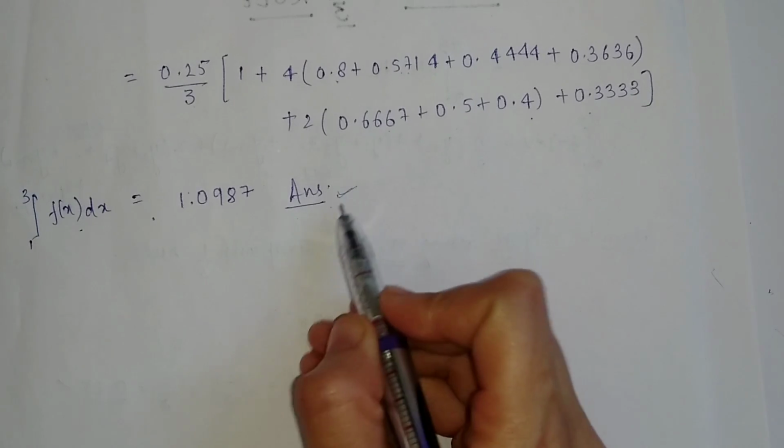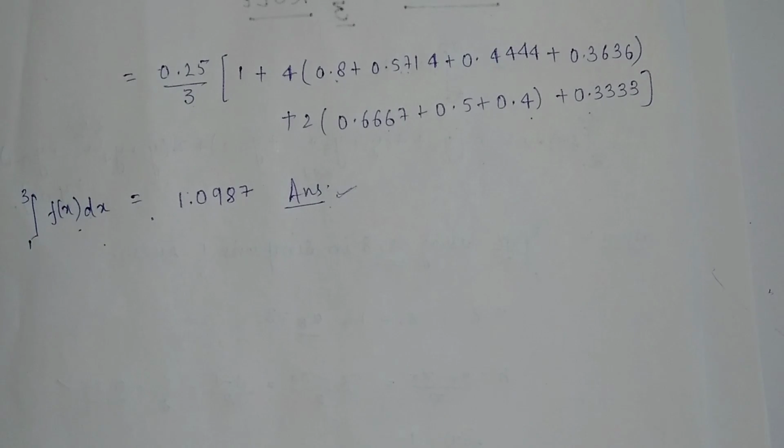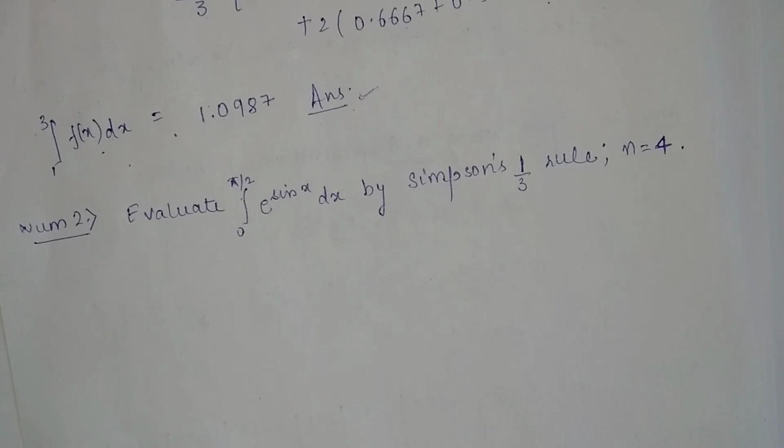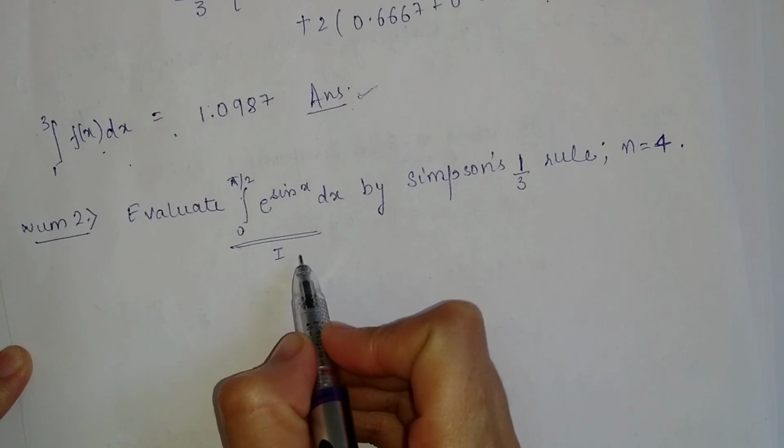by putting the values of upper limit and lower limit, of course. So the answer will be the same. Now let's see another example.